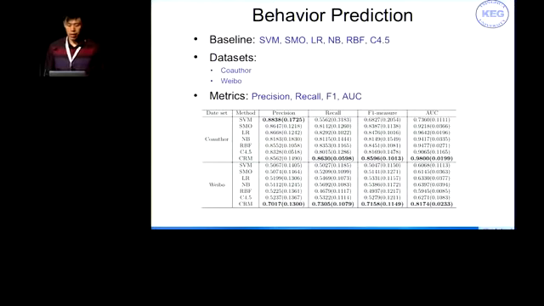And the second task is a behavior prediction task. Since this is a classification problem, they compare the proposed method with a set of classifiers. In this experiment, they use the co-author and Weibo networks as data sets, and they evaluate the performance in terms of precision, recall, F1 score, and AUC score. The experimental result shows that the proposed model consistently outperforms the alternative models.